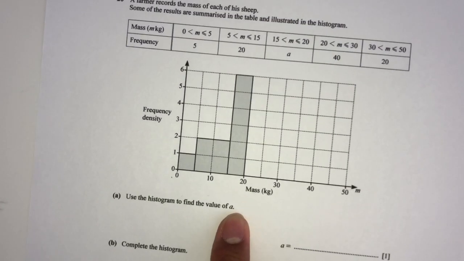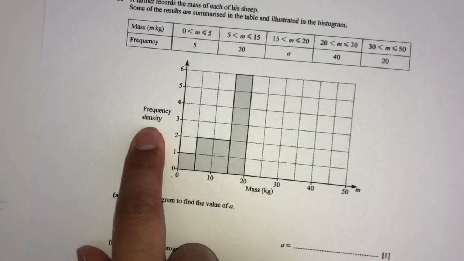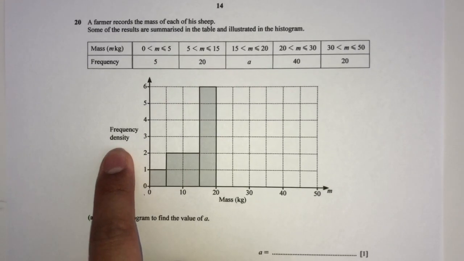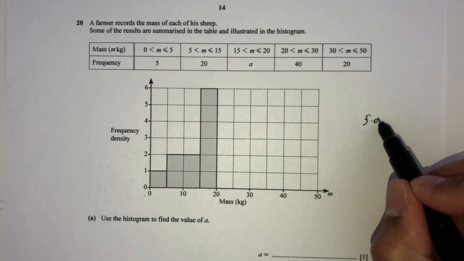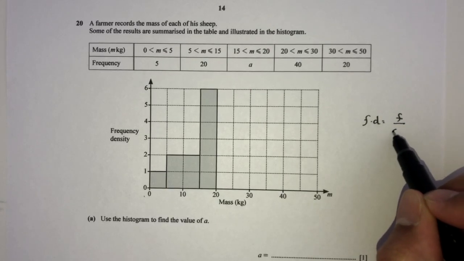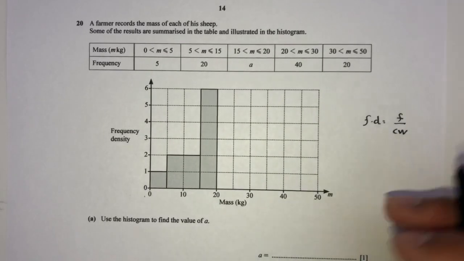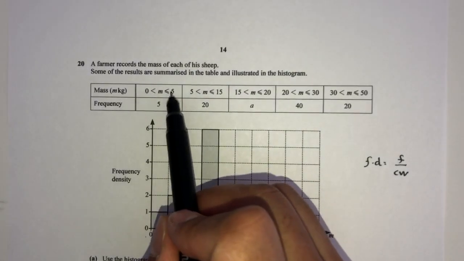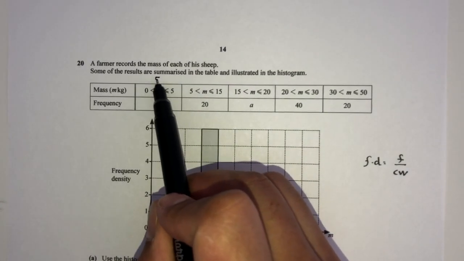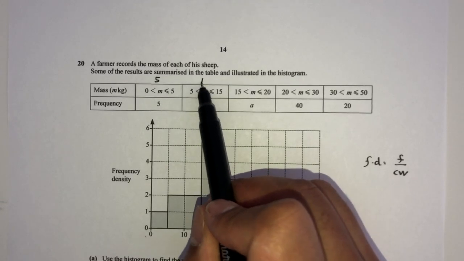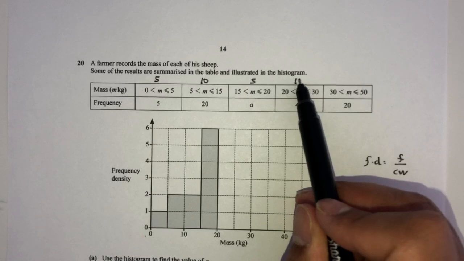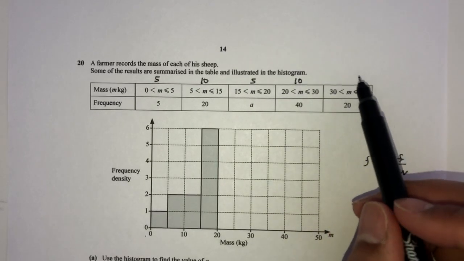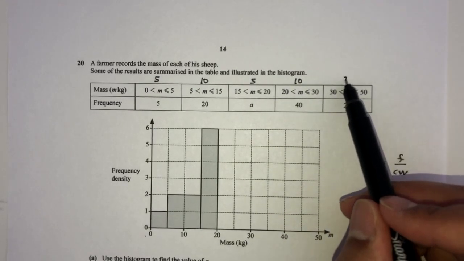From what you can see here, we have frequency density. So the first question is, how do you find this value? We understand that frequency density is equal to frequency divided by class width. So how do you find class width? We have to observe. Class width is this value minus this, that will be 5. This minus this will be 10. This minus this will be 5. This minus this will be 10. And this minus this will be 20.